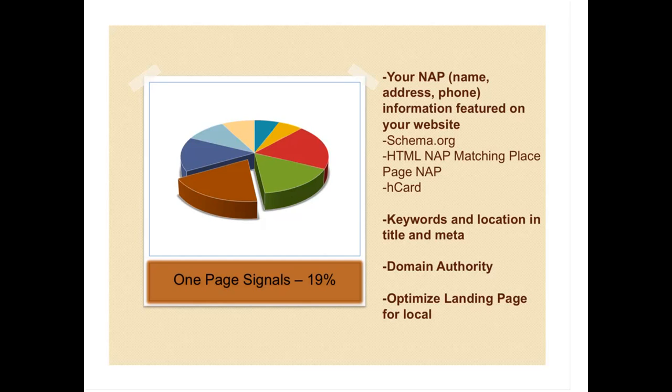Also, you have the keywords and location in the title and meta description. And you want the domain authority, which comes with on-page SEO, which we'll be linking to in the article, a previous article I did about on-page SEO, making sure that's strong. Because the more on-page SEO you do, the higher your domain authority, which means the better ranking you will get for your local SEO. And of course, if you have an optimized landing page, optimize that for local. Landing pages are very important, so if you don't already have a landing page for your website, I would highly encourage you to get that and optimize it for your local needs.